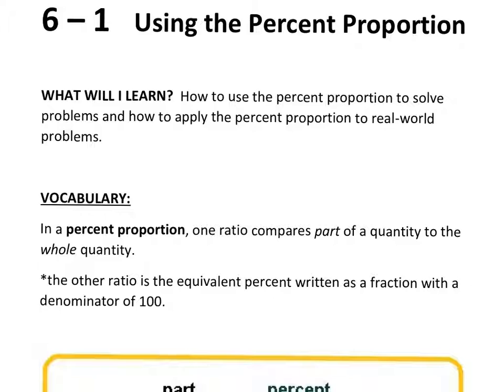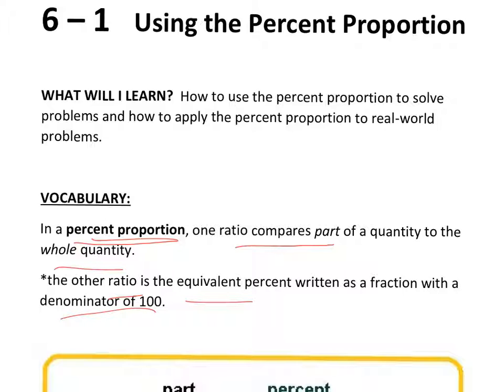Now what we're going to learn today is how to use the percent proportion to solve problems and how to apply the percent proportion to real-world problems. In a percent proportion, one ratio compares part of a quantity to the whole quantity. So we just know that it's just a piece over a total. The other ratio is equivalent to a percent written as a fraction with a denominator of 100.